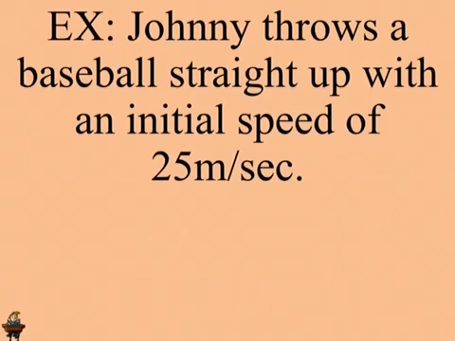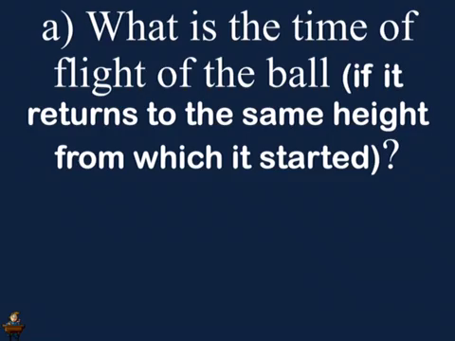What we're going to do now is an example problem of how we would use math with vertically launched projectiles. So here's the example you need to write down. Johnny throws a baseball straight up with an initial velocity of 25 meters per second. The first question we're going to answer is: what is the time of flight of the ball if it returns to the same height from which it started? We're always going to have to assume it returns to the same height from which it started in order to make some of these things we just talked about be true. So let's go with that.